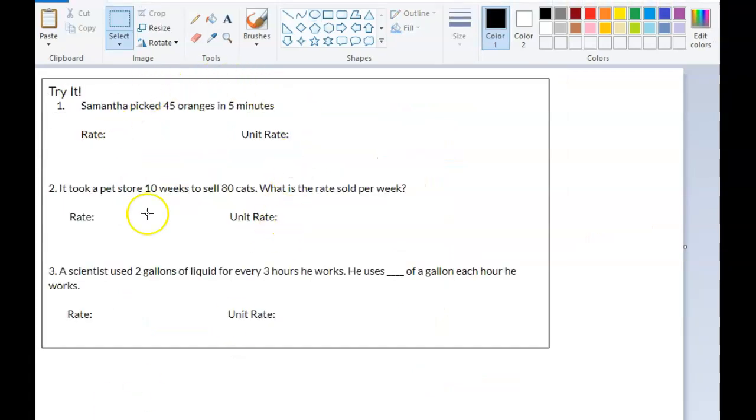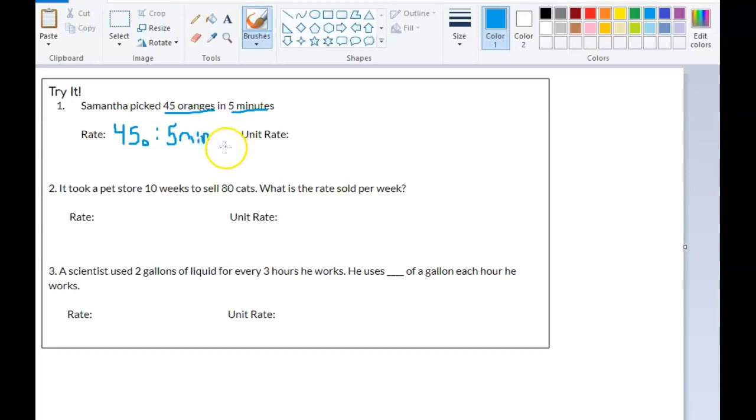So what I would like you to do in this section is to pause it and try each one. Then come back and I'll talk through them. All right, looking at our first one, Samantha picked 45 oranges in 5 minutes. Okay, if I'm looking, they didn't tell me what order I need to write it in, so I'm just going to use the story. 45 oranges, and make sure that O is really small. To 5 minutes.